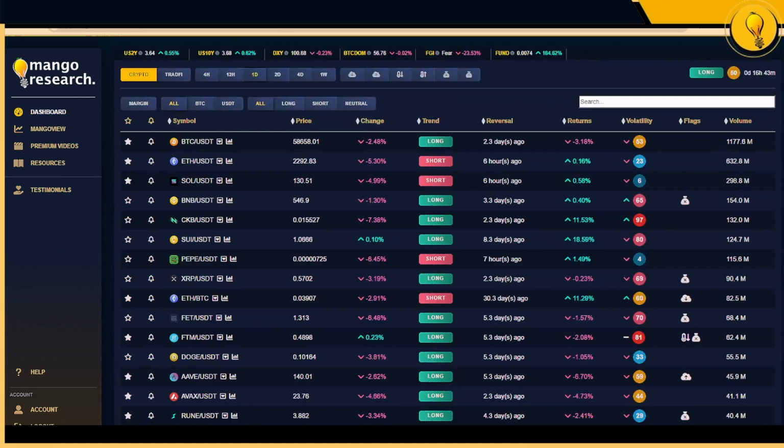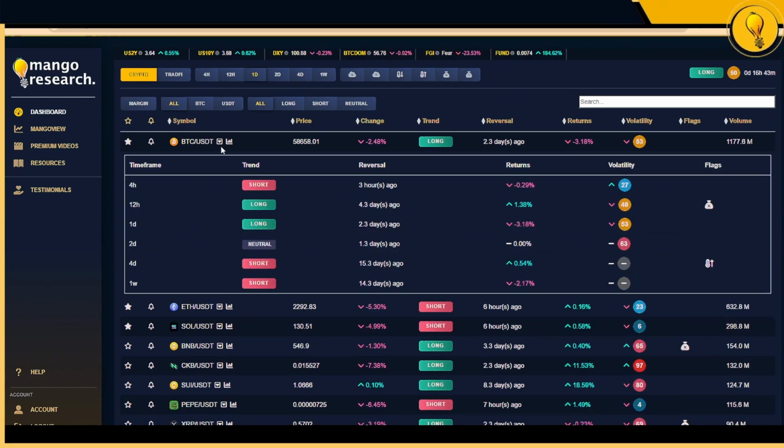Now going back over to the actual dashboard right over here. This is looking pretty good, right? Lots of greens. Do not get fooled. If you hit your drop down right over here, Bitcoin on the weekly is still red. The 4-day is still red. The 12-hour is green, which is a good sign. The daily is also green, which is a good sign.